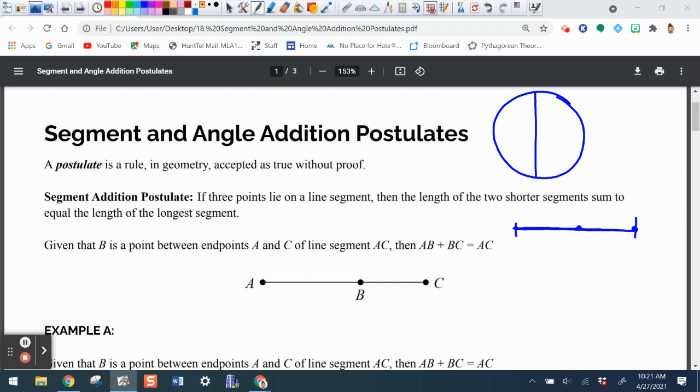When we look at the angle addition postulate, two adjacent angles, here's one angle and then here's another angle. These two angles combine to create this larger angle, which is the same concept as the pizza. So if we can understand how it works with a pizza, we can certainly apply it to segments and angles.